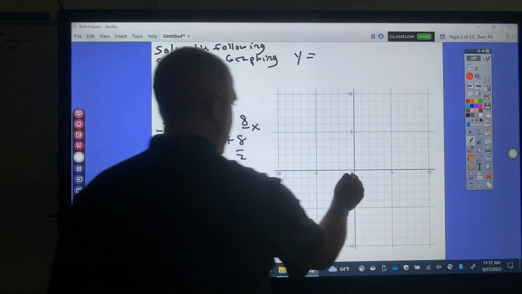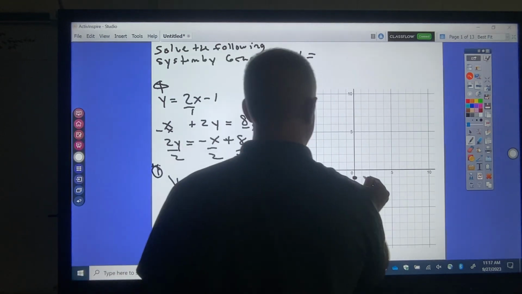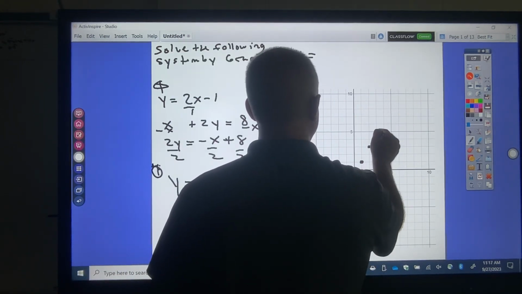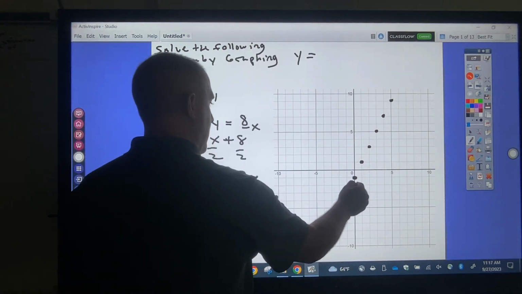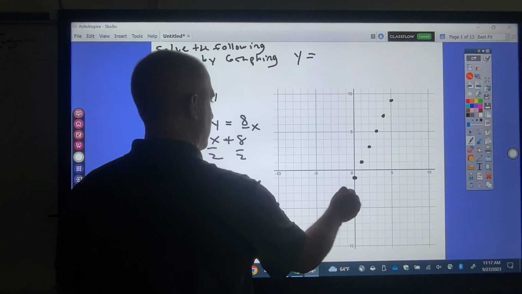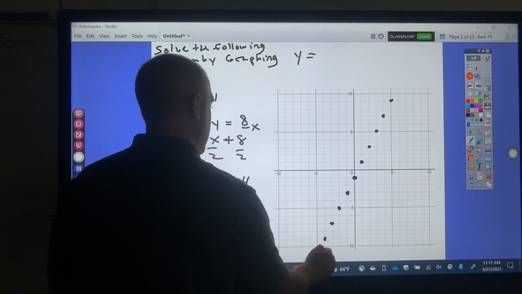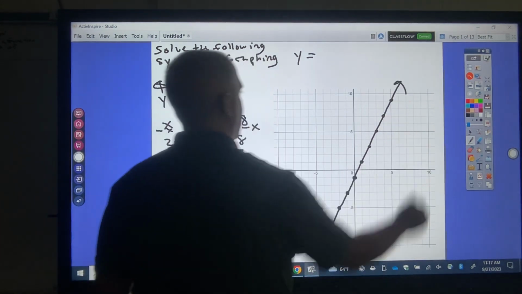So 2x minus 1. That's right 1, up 2, right 1, up 2, and so on. I'm going to also go the other way: left 1, down 2, left 1, down 2. The reason I want to do this is I want to make sure my line is really accurate.